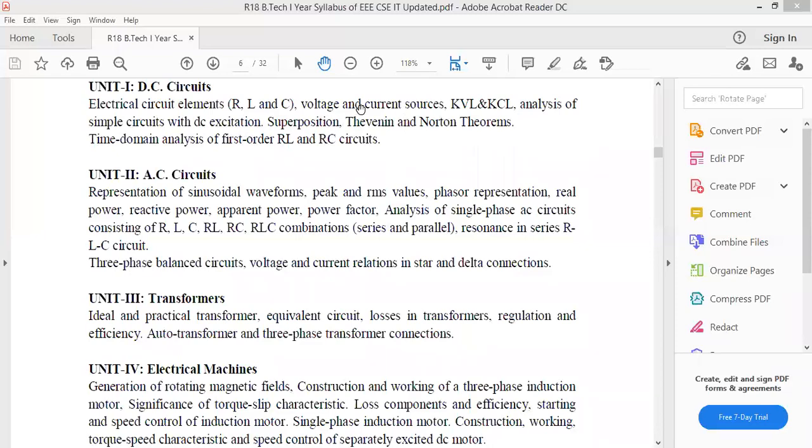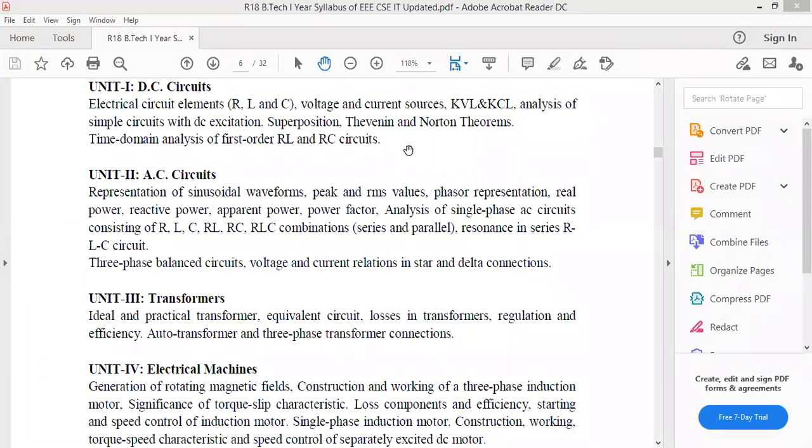Now, next comes Thevenin's and Norton's theorems. Now, what is this topic? Time domain analysis of first order RL and RC circuits. This topic actually belongs to the second unit, so we will take it along with the second unit. Understood all of you? So in the first unit, all YouTube links are shared to you.